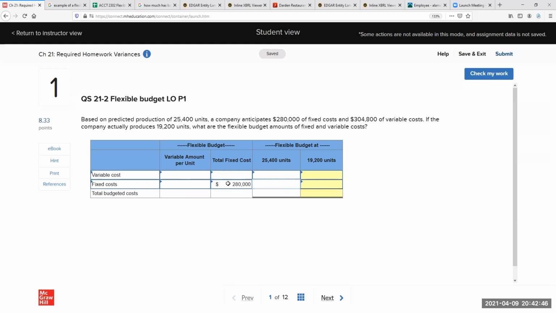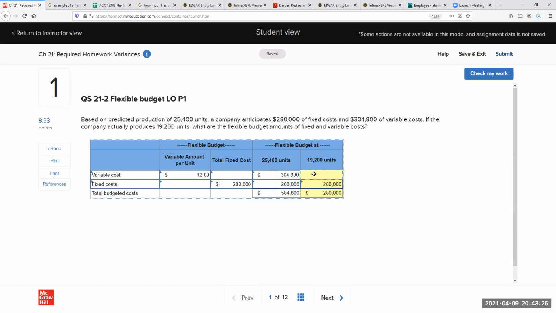It's 280,000 fixed costs and 280,000 fixed costs because they don't change. They don't vary with production. Now, if the variable costs are going to be 304,800, at what level of production? 25,400. So that means the variable cost per unit is 12, because you have to divide this by this. So now your flexible budget at 25,400 is the 304,800.